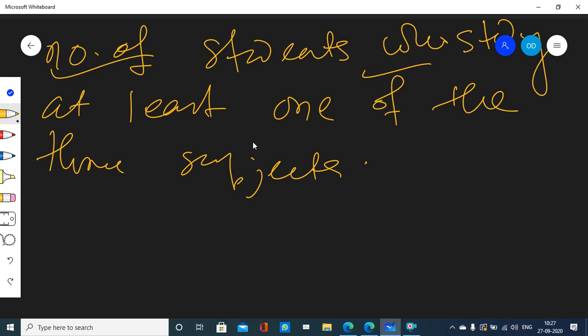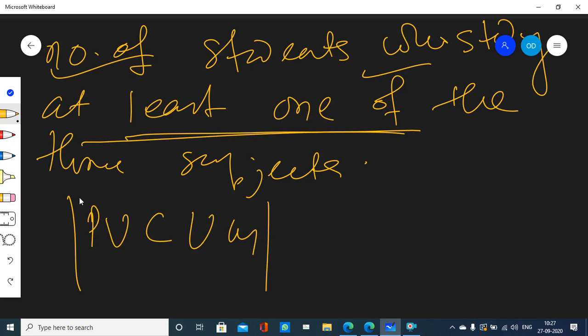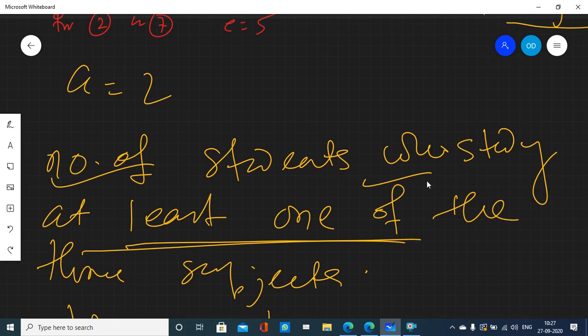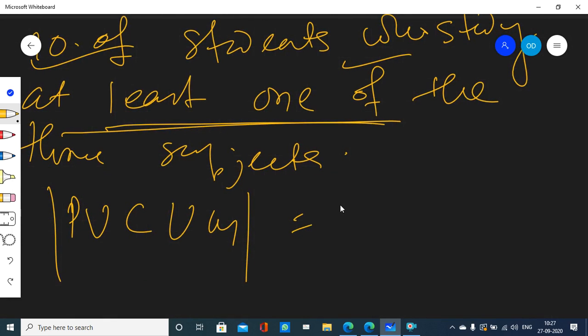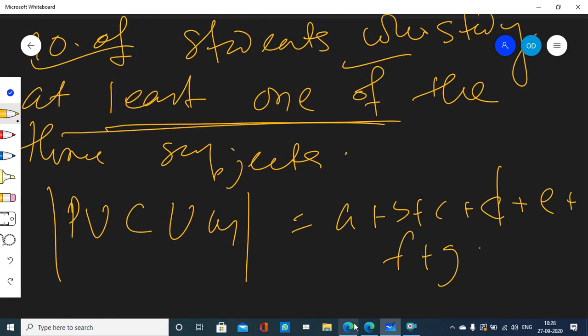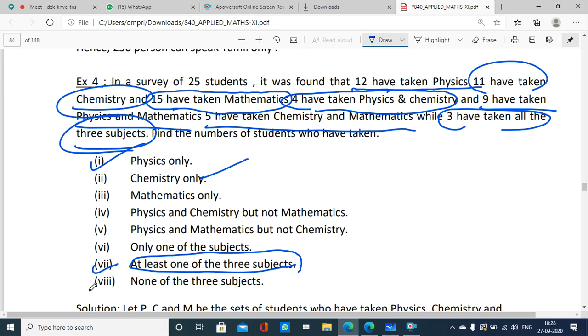So those people who speak at least one of the three languages, कम से कम कुछ ना कुछ तो तीनों सब्जेक्ट में से पढ़ते हैं. At least one of the three subjects. सो at least one of the word देखोगे तो मतलब union, राइट? यूनियन का cardinality. सारे को पूरा ऐड करना है, ए से लेके जी तक. Okay, you get it?